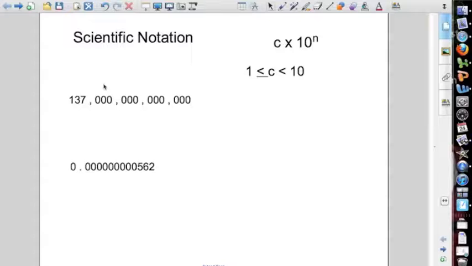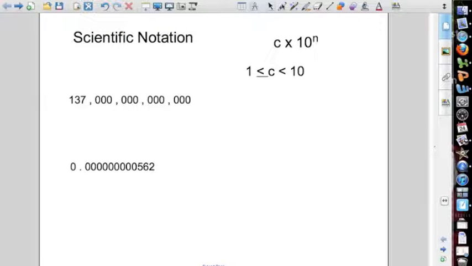This lesson is over scientific notation, and scientific notation is used for writing numbers that are really big, like this one, that would take up a lot of room if you're writing it in a newspaper or if it had to show up on a calculator or something like that. And so we can condense it down with scientific notation. It's also used for numbers that are really small, that involve a lot of decimal places like this. And again, you can condense it down to write it in a smaller area there.